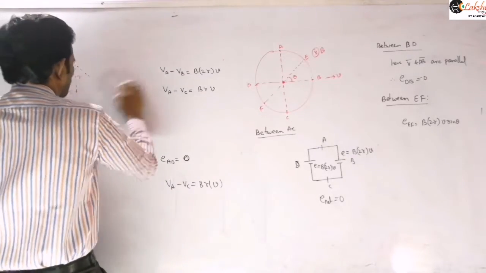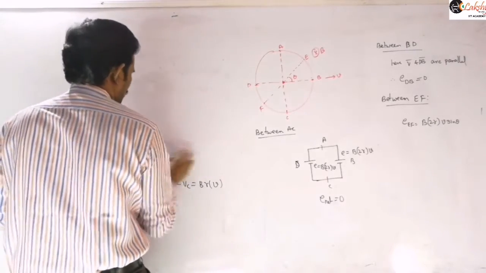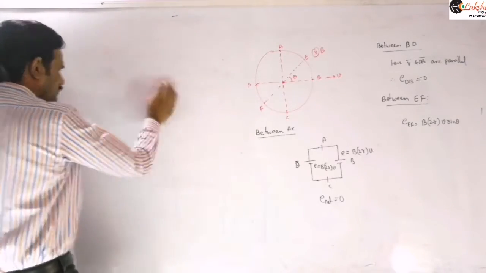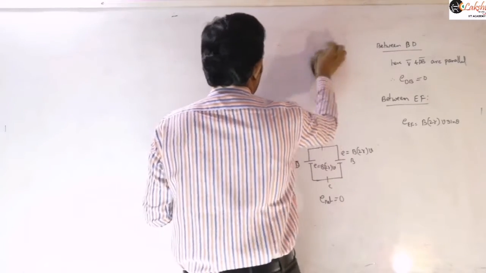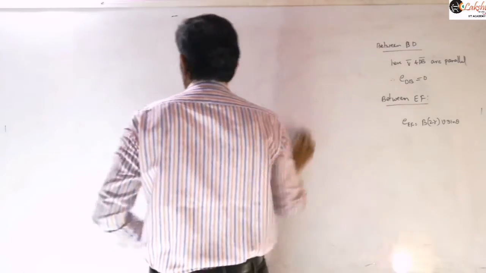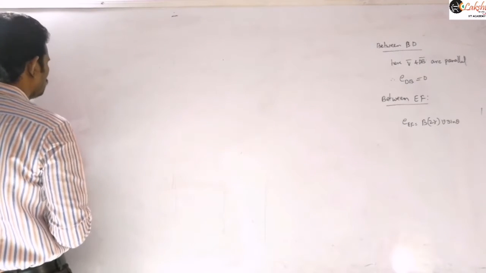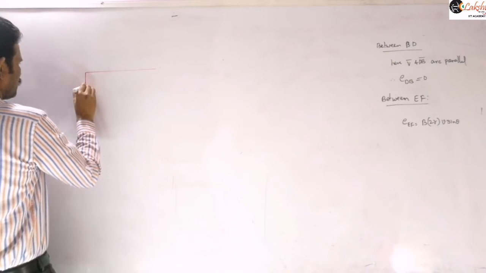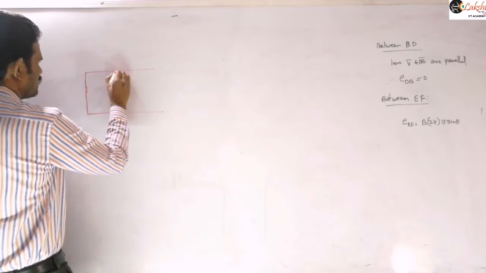Now let us see some problems based on this motional EMF. So first for that I will consider this case here, the motion of a conductor on parallel rails. That means it's the basic case, and based on this basic case a lot of problems are there for us.